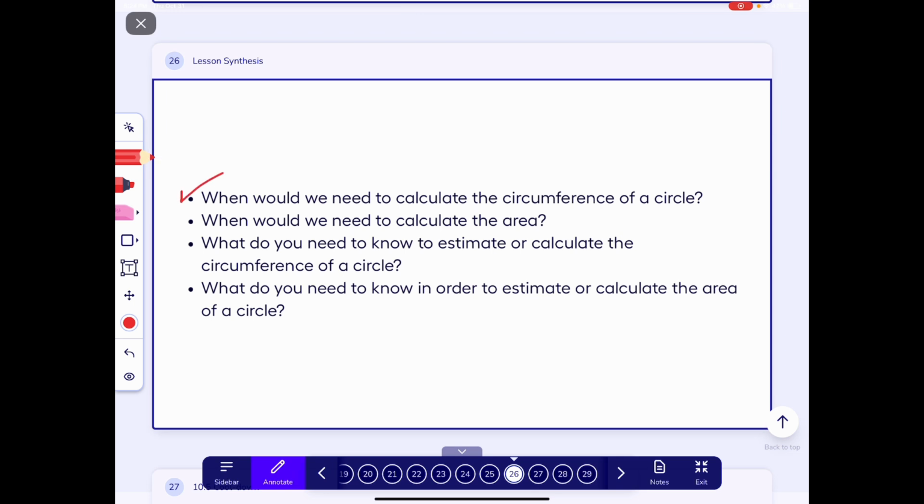When would you need to calculate the area? The area would be if you want to cover the space in the circle, such as if you're putting frosting on a cookie.